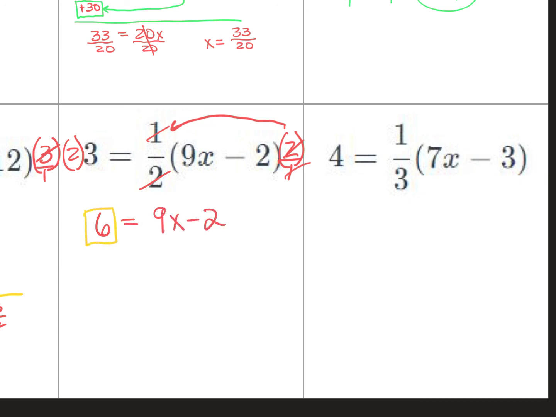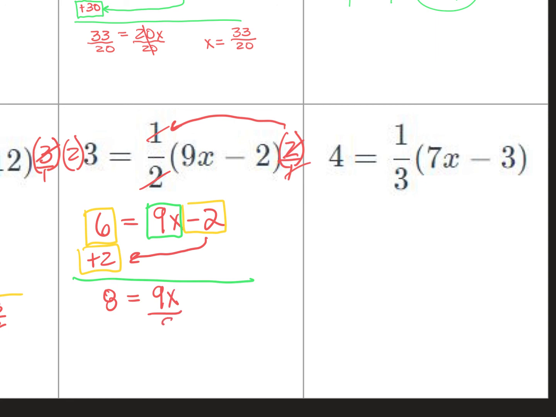I've got a number term, a variable term. This has got to go over here and become a plus 2 when it switches teams. We get 8 equals 9x. Divide by 9 is the last step to get the x all by itself. The 9s cancel each other out, and we've got x equals 8/9.